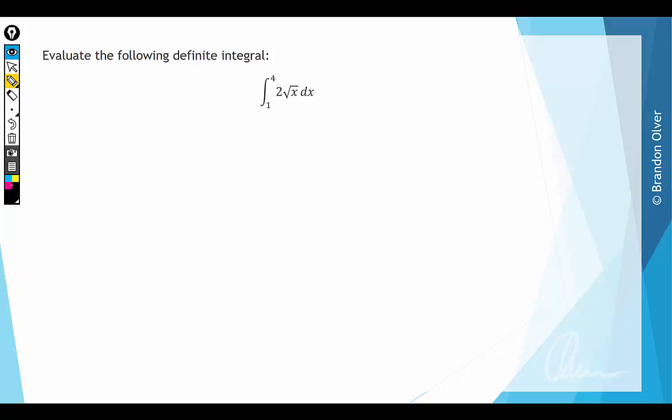Evaluate the following definite integral. The integral between 1 and 4 of 2 times the square root of x dx. So firstly, we can recognise that the square root of x can be written as a rational power.